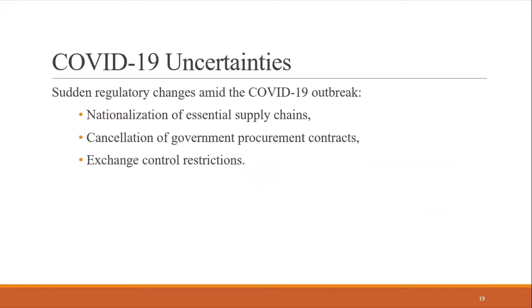So all of these problems made the policymakers regulate some new rules very suddenly. So what are these regulatory changes? First, nationalization of essential supply chains. Obviously, because of the lockdowns, the closed borders, and problems in the transportations, many multinational firms could not import the raw material, so they decided to nationalize their supply chains. Then the next change was cancellation of government procurement contracts. And the other change was exchange control restrictions.